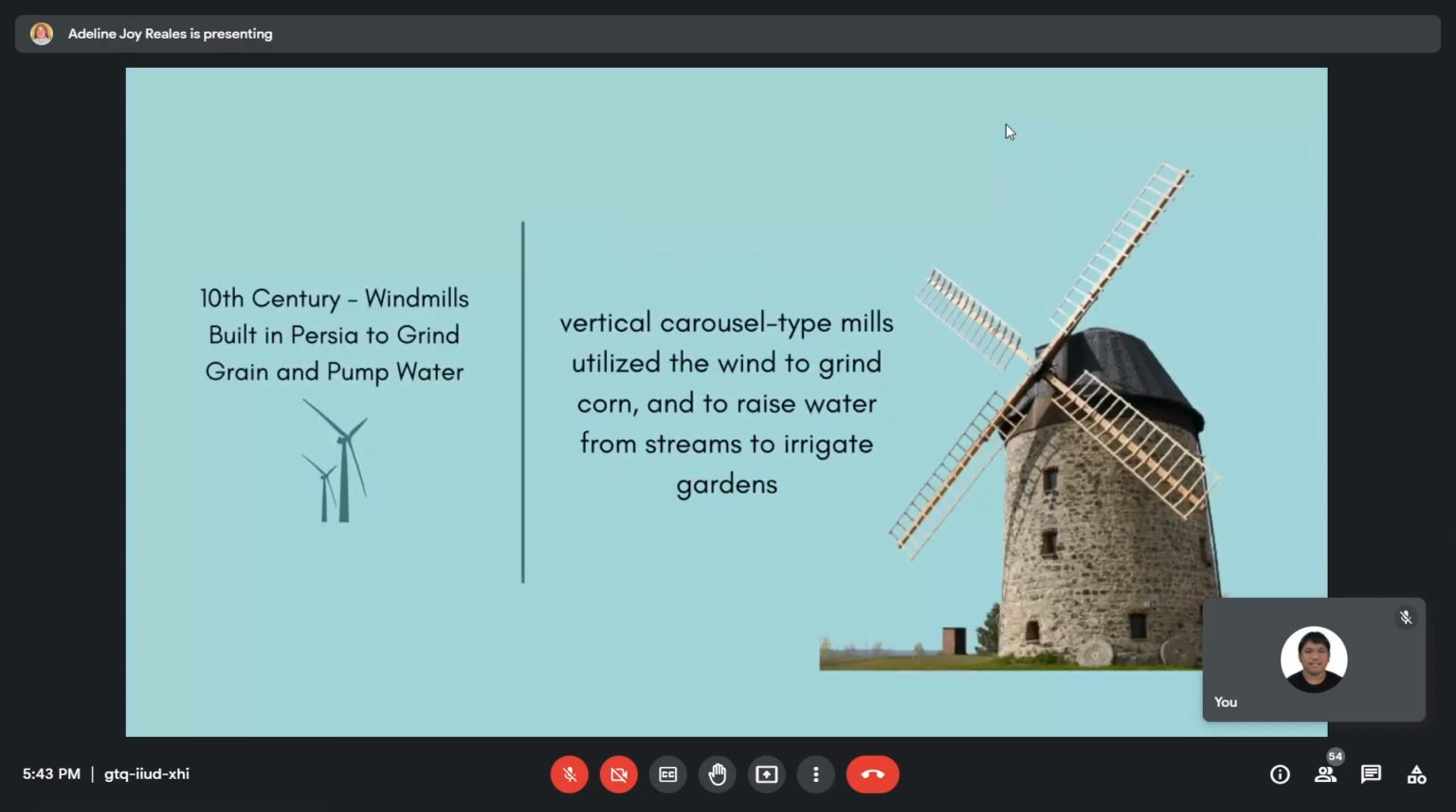Later in the 10th century, windmills were built in Persia to grind grain and pump water. These primitive vertical carousel-type mills utilized the wind to grind corn and to raise water from streams to irrigate gardens, which soon spread to India, other parts of the Muslim world, and China.